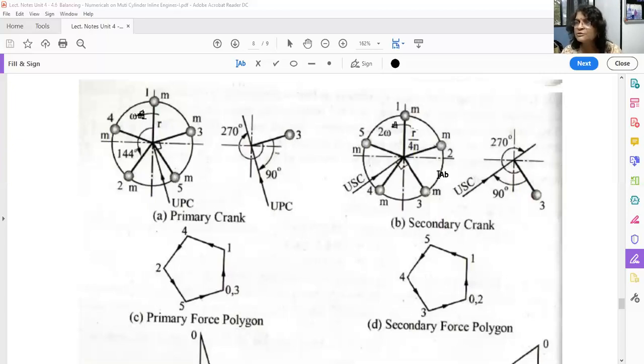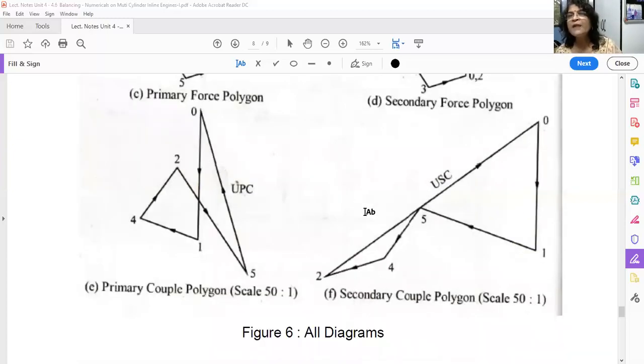Similarly for secondary force, same diagram is there, only sequence is different. You must get a closed polygon. Okay. So what is the sequence here we have followed? From 0 to 1 upward, then 1 to 5. See, this is 1 to 5. Then 5 to 4. Then this is 3, 4 to 3. And then this direction is 2. So 3 to 2. So using your roller and draw, you have to just draw the parallel line. Don't measure the angle. Don't waste your time. Once you draw this primary and secondary crank diagram, then you have to just use roller and draw to draw this couple polygon and force polygon.